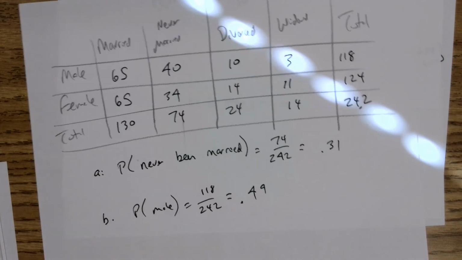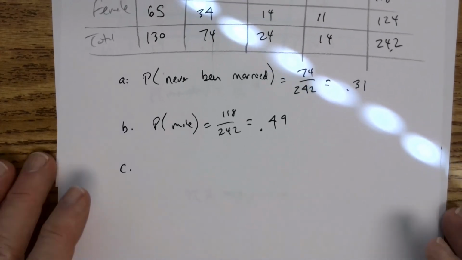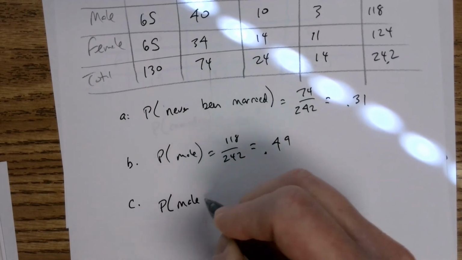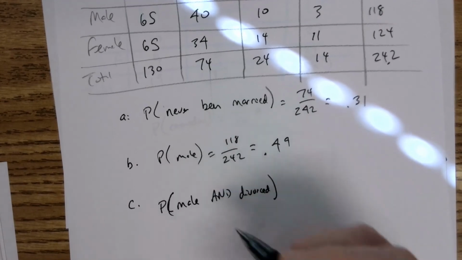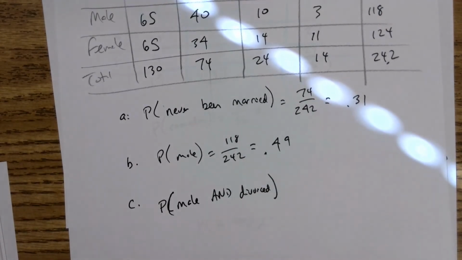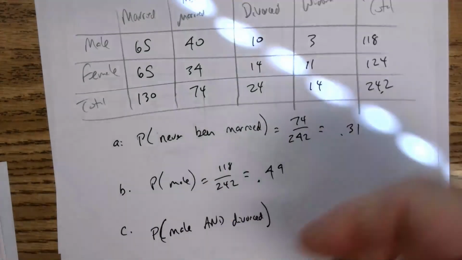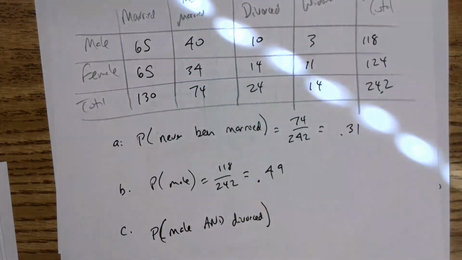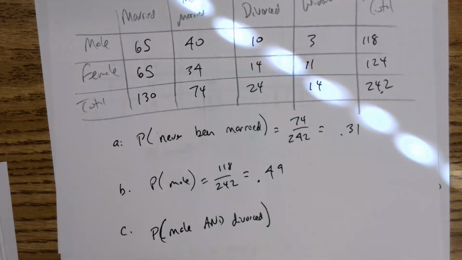Okay. Here's a couple things that are a bit more advanced. We're going to get to these, but I just want you to see some things that might be a little harder. What's the probability of male and divorced? All right, so think about that for just a second. There's 242 people. They're all scrambled up in a hat. I reach a claw in there and I grab one person out and I look at this person. What's the probability that this person is both male and divorced?